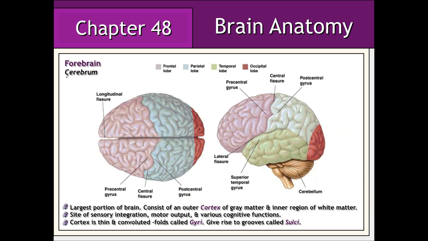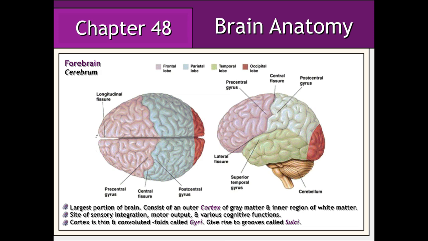With regards to the forebrain, the largest region of this portion of the brain is represented by the cerebrum. The cerebrum is the site of sensory integration, motor output, and various cognitive functions. Most specifically, we are concerned with the outermost portion of the cerebrum, often known as the cerebral cortex. As we can see, the cerebral cortex is highly folded or convoluted. These folds or convolutions increase the surface area of this region of the brain for the processing of the aforementioned activities.